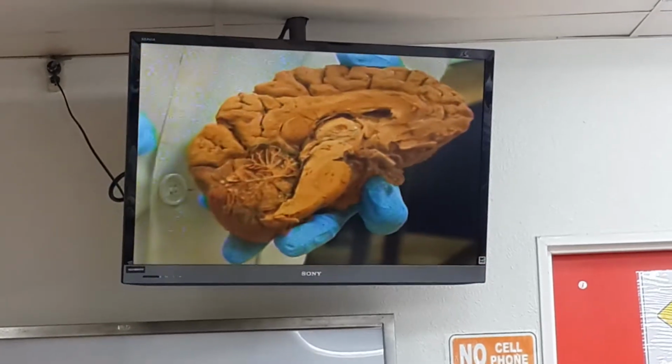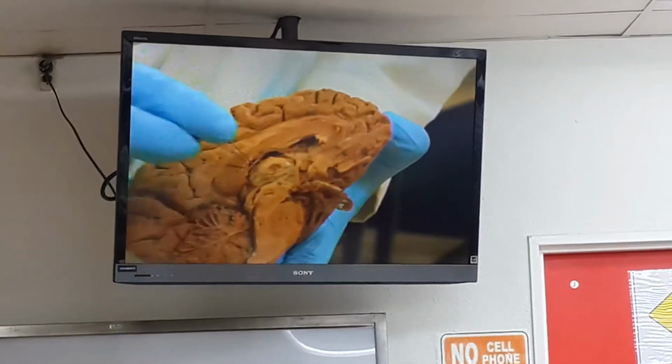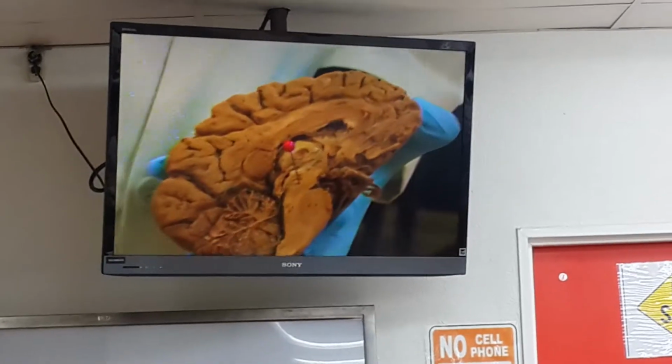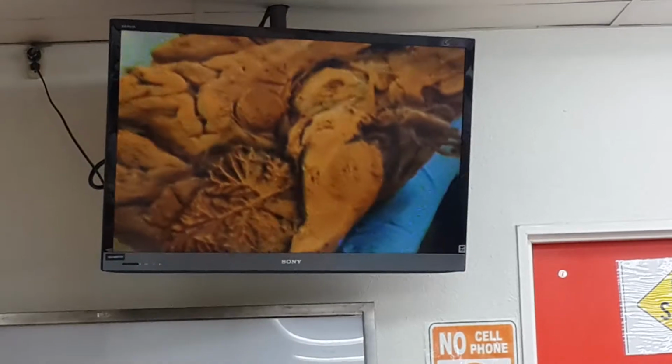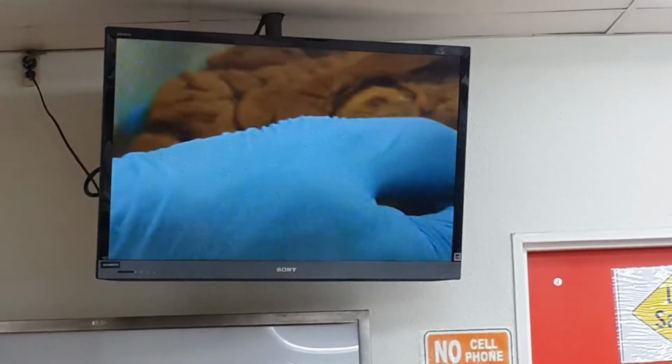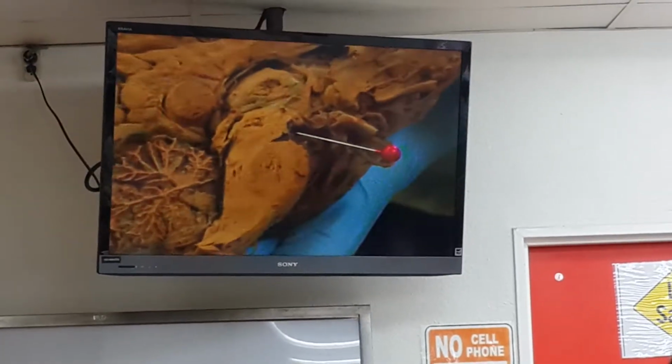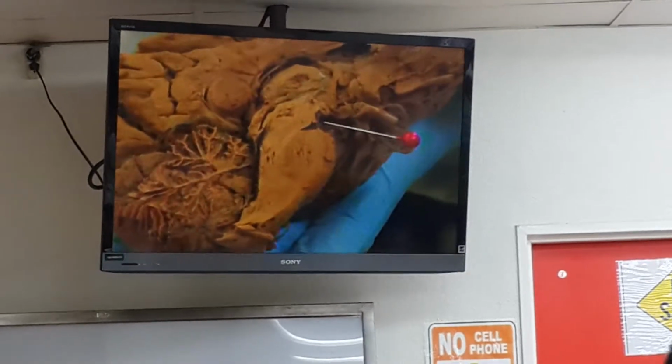But that's about the pons. Next is the midbrain. So this part you are seeing is the midbrain above the pons. This is the front of the midbrain, the ventral surface of the midbrain. And to the ventral surface, there is a nerve attached.